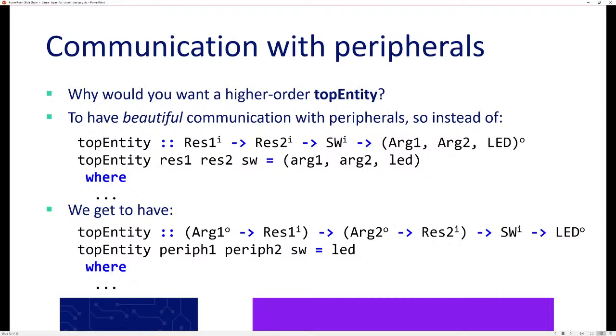So you might wonder, why would we ever want higher order top entities? Why would we want to have something at the apex of our function hierarchy be a higher order function? Well, basically to have what I feel are beautiful descriptions of communication with peripherals. So, let's assume we have a top entity which communicates with two peripherals which are bidirectional, and we have switches, which are just unidirectional inputs, and we have some LEDs.